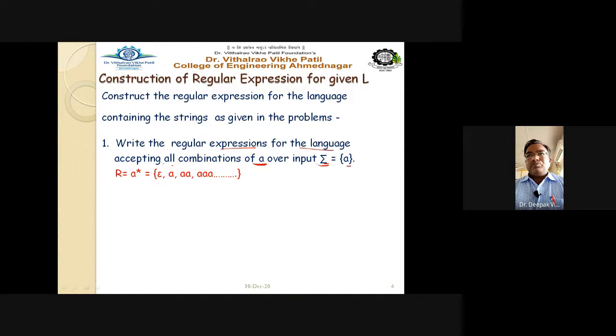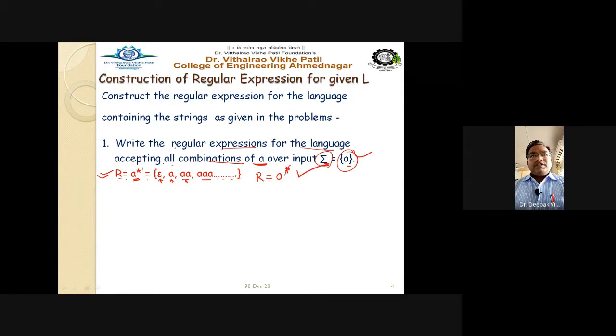This input alphabet contains how many letters? Only one character, that is A. So all combinations of A means what? The regular expression, this is the answer, R equal to A star. If I expand this A star, I get 0 occurrences of A, 1 occurrence, 2 occurrences, or multiple occurrences of A. So my answer to this question is R equal to A raised to star. This is the correct answer.